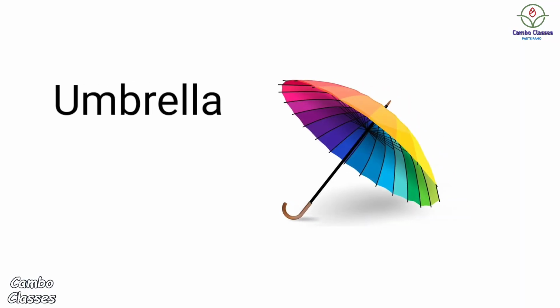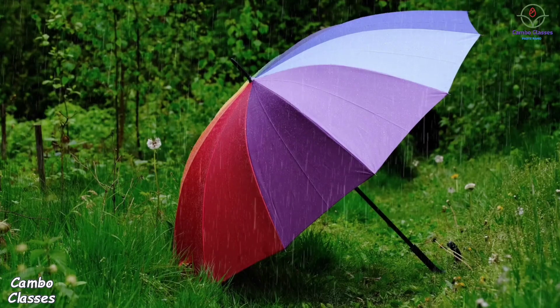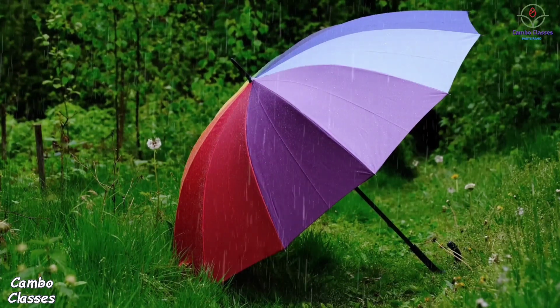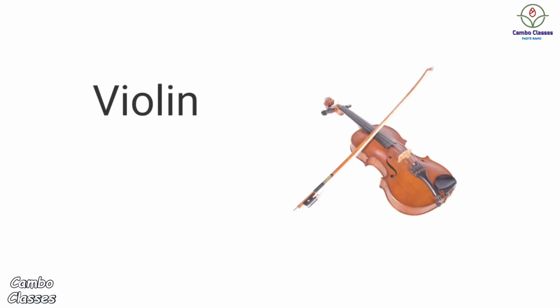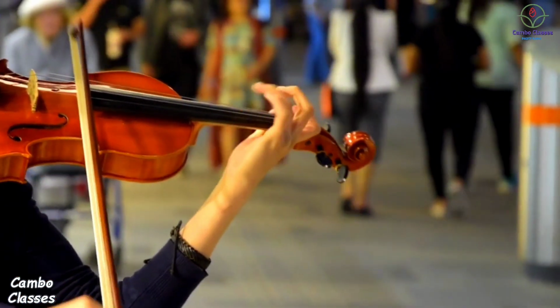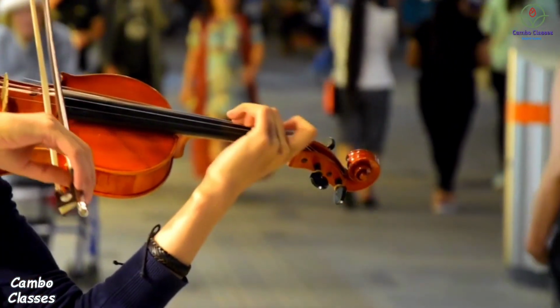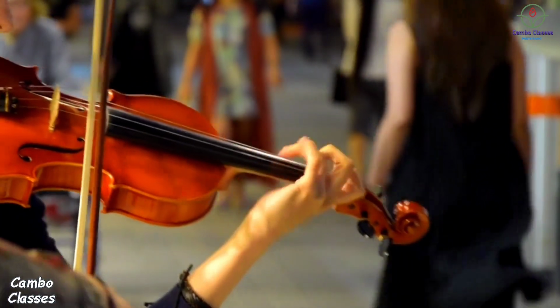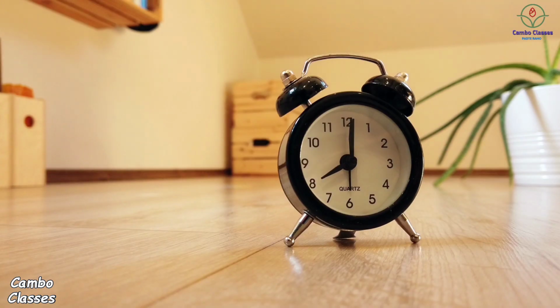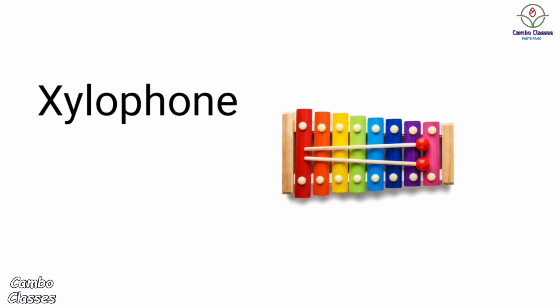U for umbrella. Umbrella means chhata. V for violin. Violin means guitar. W for watch. Watch means ghadi. X for xylophone. Xylophone means xylophone.